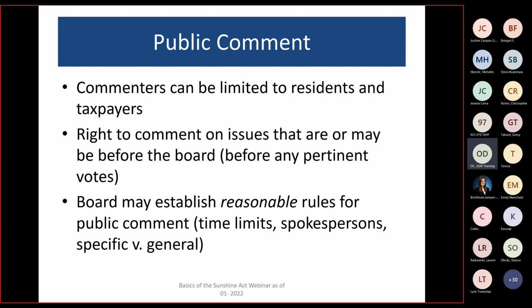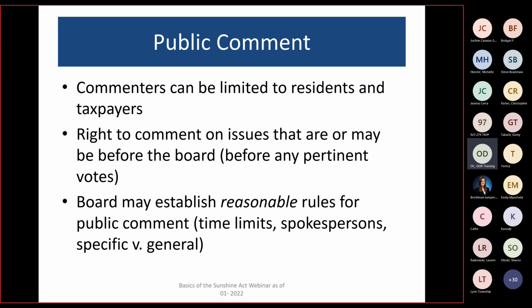Okay, so limited to residents and taxpayers, they have the right, and this is language paraphrased out of the law, but they have the right to comment on issues that are or may be before the board before any pertinent votes. Now, what's problematic is that word may, because that kind of opens it up. You're getting ready to vote on approval of a bond issue, and someone stands up and starts complaining about the potholes on their street. Well, that may be an issue that comes up before the board at some point. So legally, they're allowed to comment on that. But there are ways around this, and I'm going to discuss that in the next slide.